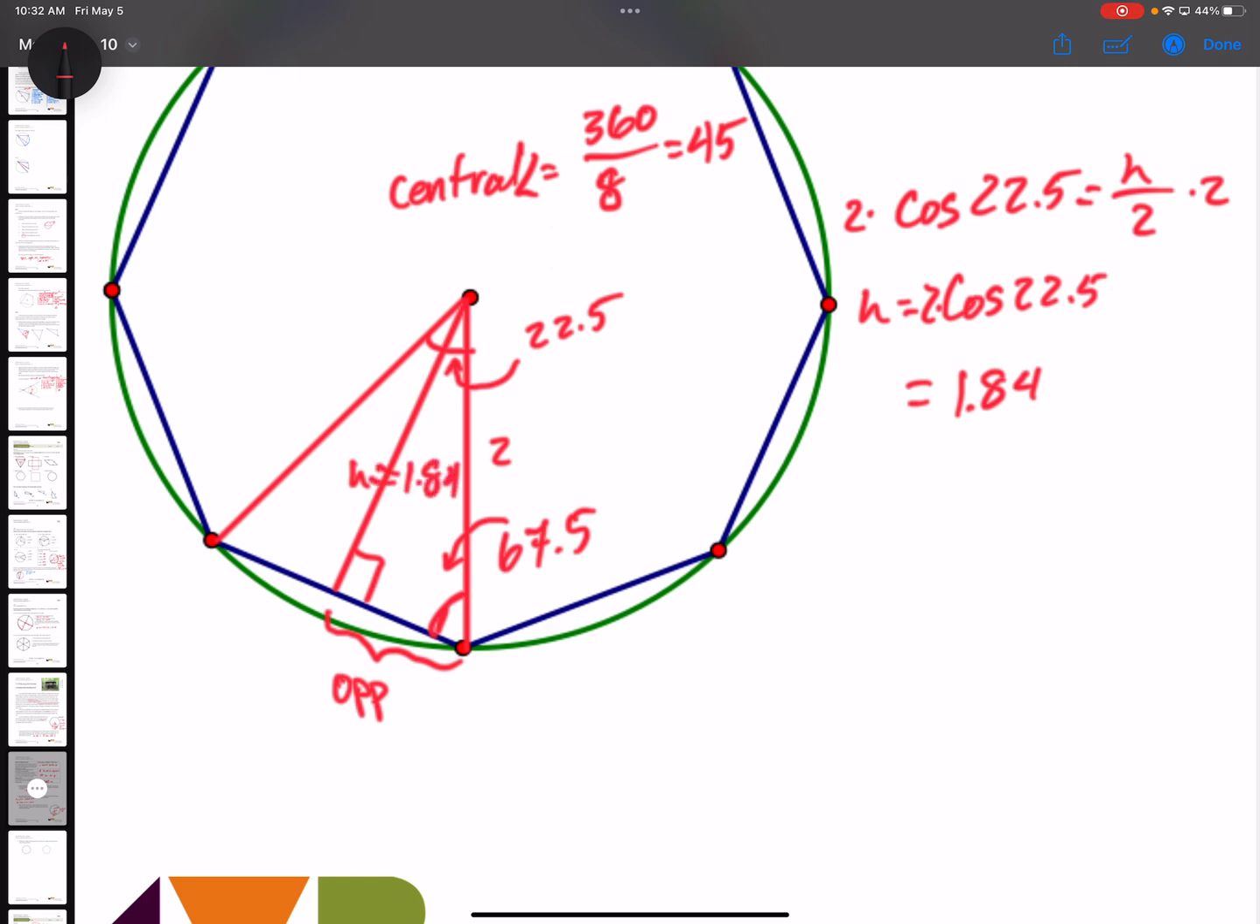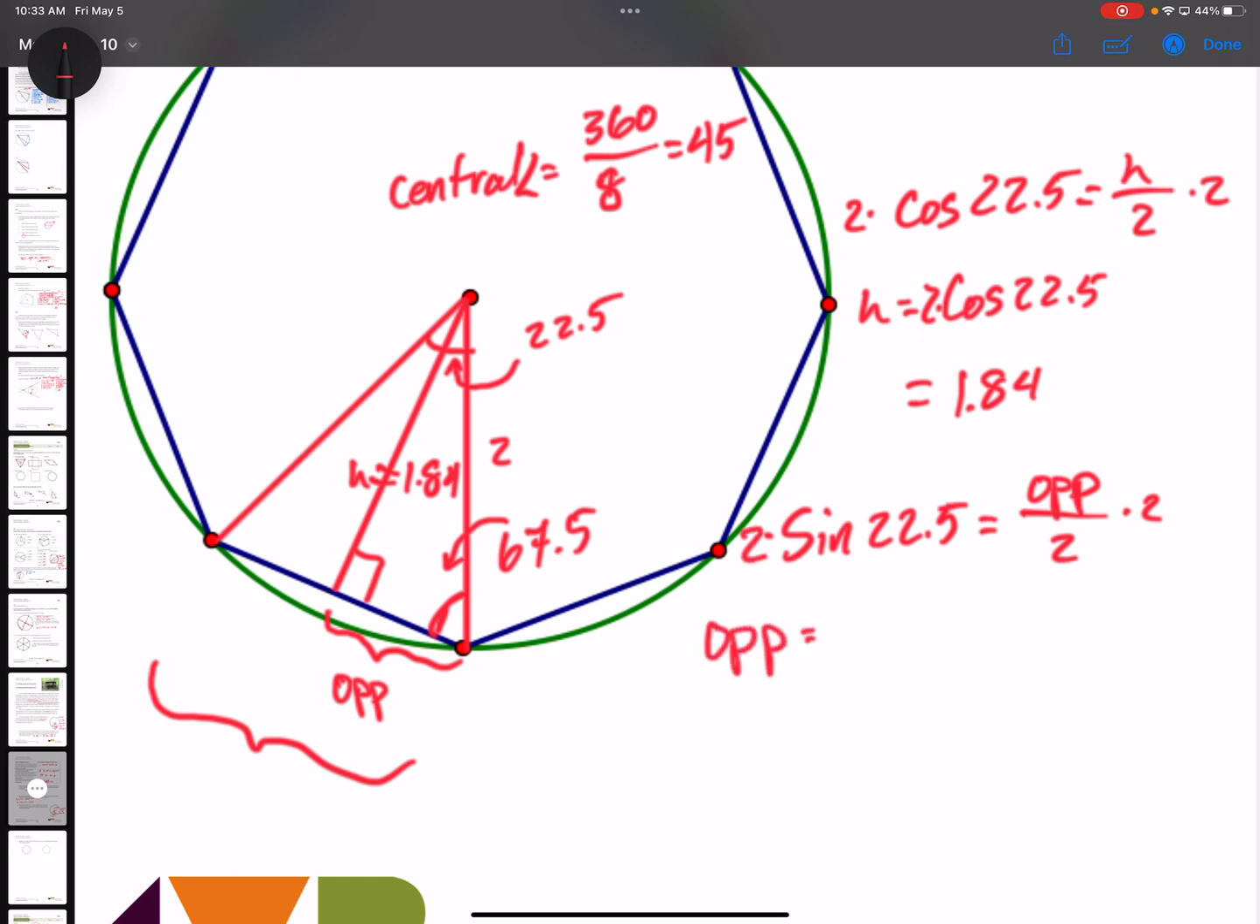Very nice. What about the opposite side of just this? Remember, this opposite side is just going to be the right triangle, not the entire side of the octagon. So what trig should we use for the opposite side? Sine, because sine of 22.5 equals opposite over 2. Multiply both sides by 2. And the opposite side is equal to 2 times sine of 22.5, or 0.766.